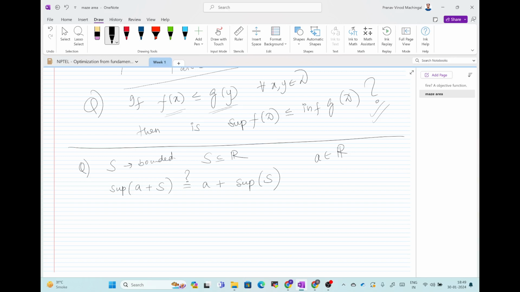Oh, okay, sorry. Let me just think on it. I thought there was some function of a plus s, not a plus s as identity. Ah no, we are not having any function right now. So we have a set S which is a subset of R. S is bounded, and we have a scalar value a. Is sup of a plus S equal to a plus sup of S?